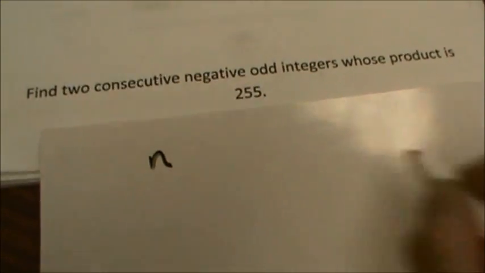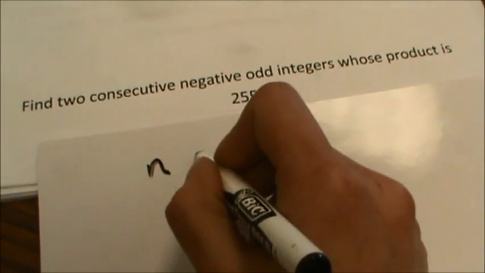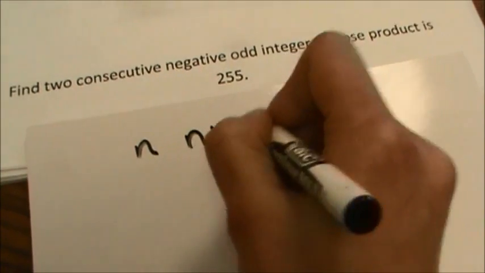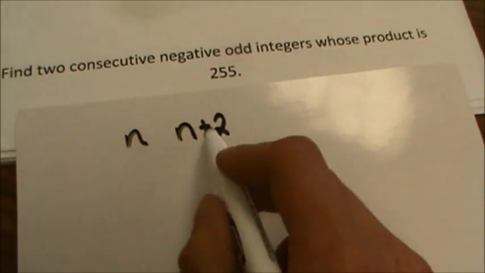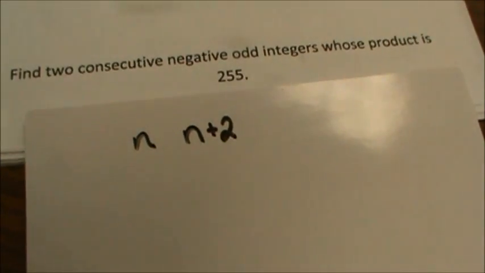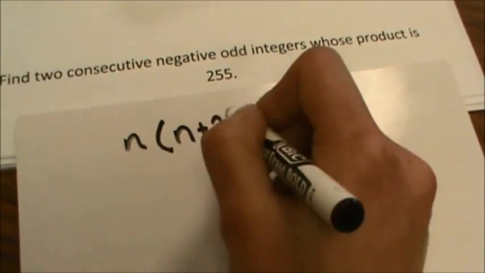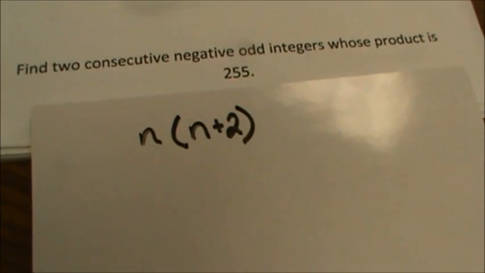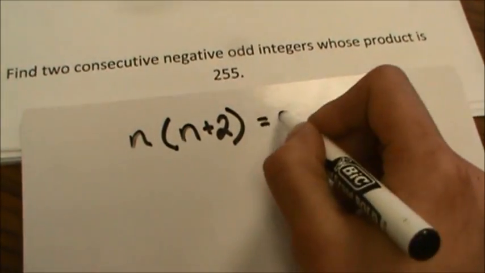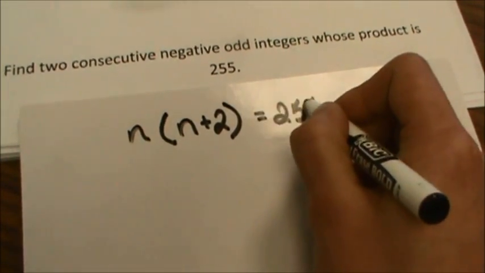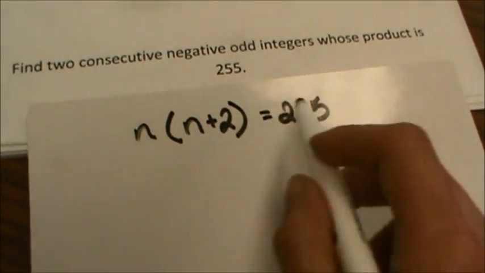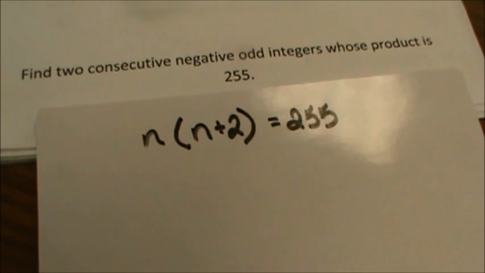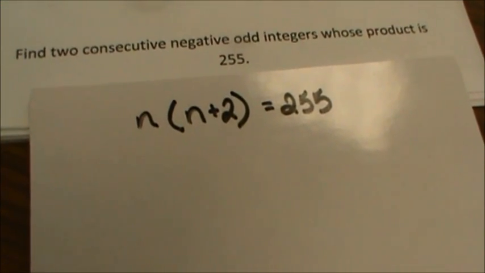N would be the first integer. If n is odd, the next odd number would be 2 away from that, and then is n plus 2. So these are my two consecutive odd integers. Their product, so I'm going to multiply them together, is 225. Sorry, 255. When I solve this equation for n, I will find my consecutive negative odd integers.